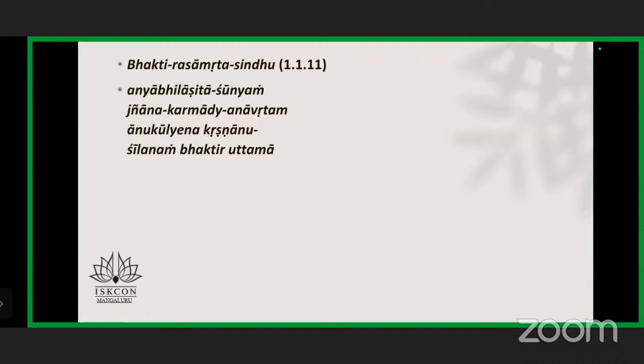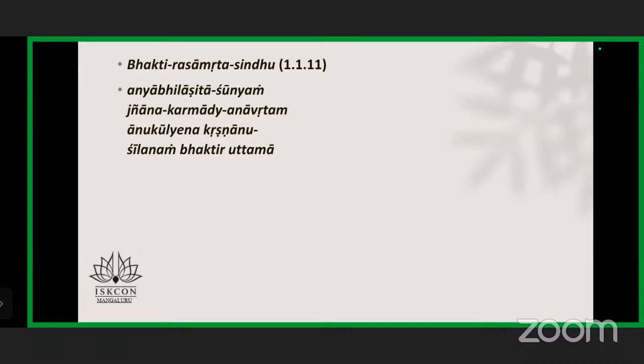So first is Anyabhilashita Shunyam Jnana Karmadi Anavritam, Anukulyena Krishnanu Shilanam Bhaktiruttama. Anyabhilashita Shunyam. Here Uttama Bhakti, that means the pure, unalloyed devotional service, is described by Rupa Goswami. What actually the devotional service, what actually Uttama Bhakti is. Uttama means the best or the purest. How can we do Uttama Bhakti? Shilanam Bhaktiruttama. Uttama Bhakti is described here.